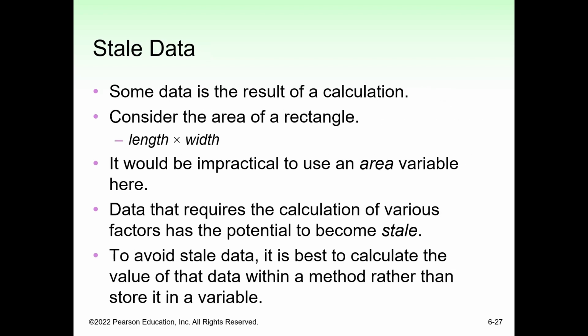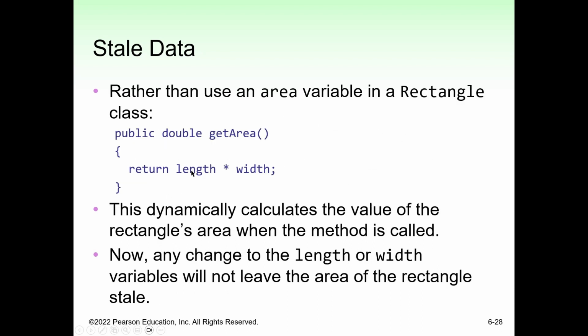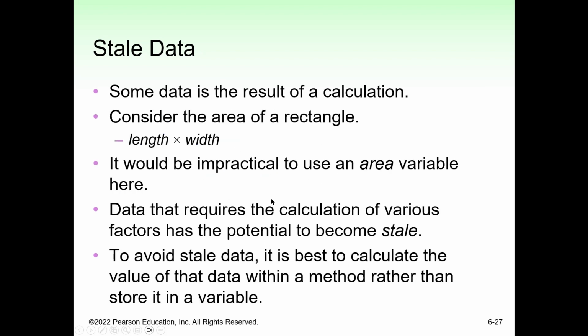Alright, another concept that we're going to be talking about is called stale data. Stale data is data that requires calculations and is dependent on various different factors. In this case, we could potentially have stale data when we're calculating the area of a rectangle. But in our case, we are not storing this calculation anywhere, right? We could have stored it in a variable called area. However, that would give us the potential to have a stale variable, and we do not want that.